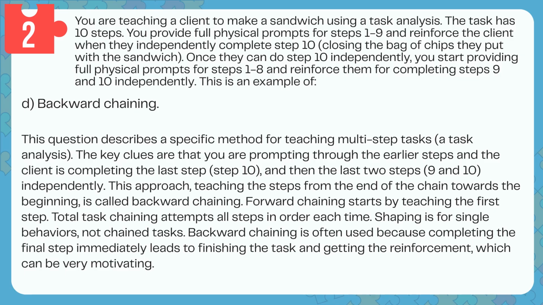Forward chaining starts by teaching the first step. Total task chaining attempts all steps in order each time. Shaping is for single behaviors, not chained tasks. Backward chaining is often used because completing the final step immediately leads to finishing the task and getting the reinforcement, which can be very motivating.